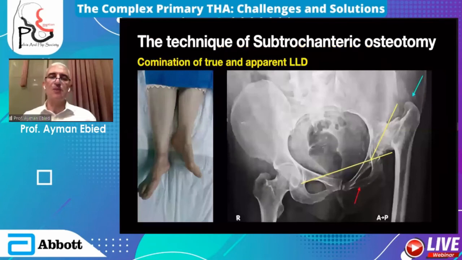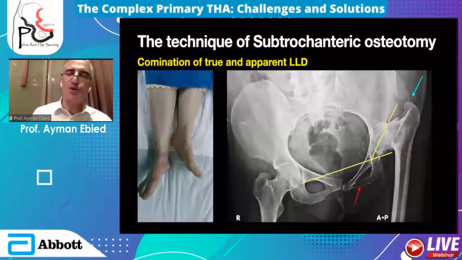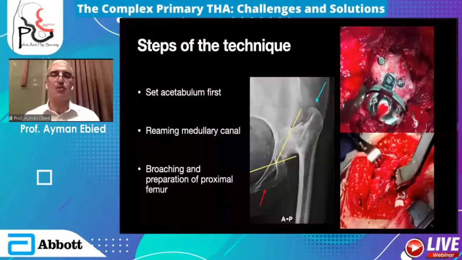I'm going to go into some details of the subtrochanteric osteotomy through a case scenario I'm presenting. You see that on the preoperative leg length measurement, this lady had around 7 to 8 centimeters of shortening. When you measure this on the X-ray, you may not find 8 centimeters of shortening, but what we see as a combination between true and apparent shortening in this left leg is around 8 centimeters or so. And in this case, perhaps it's better to be prepared to perform a subtrochanteric osteotomy.